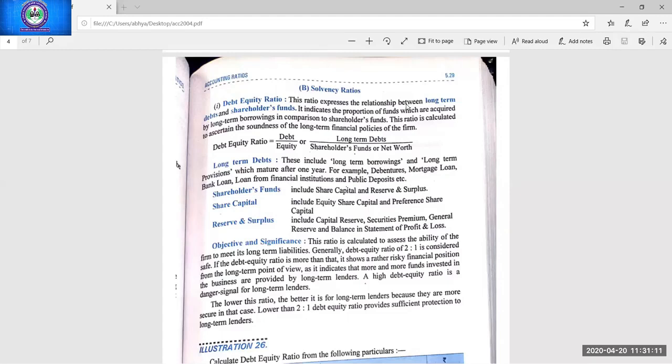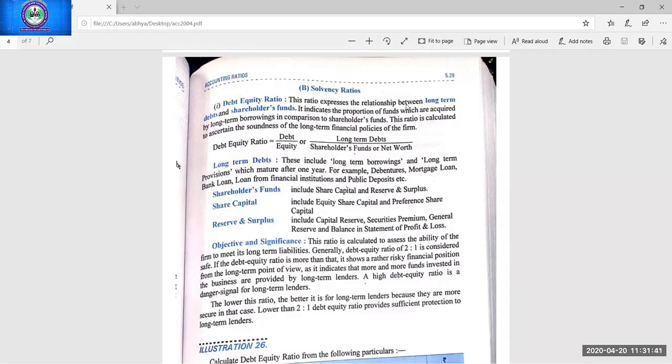2 is to 1. Okay, students. So 2 is to 1 means debt can be 2 times the equity. If this ratio is higher, suppose it is 4 is to 1, it means this is not a good position for lenders. Lenders will not be ready to lend more money to the business. Already the ratio is high. So a lower ratio is good from the point of view of lenders, not the higher ratio.